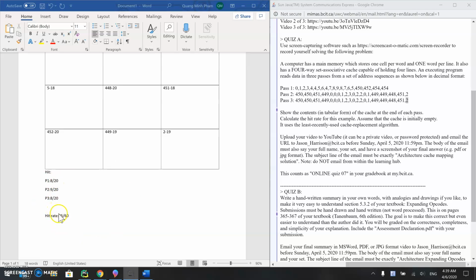Okay, so our hit rate is, pass 1 is 8 out of 20, pass 2 is 9 out of 20, pass 3 is 8 out of 20. Adding them up is 25 out of 60.